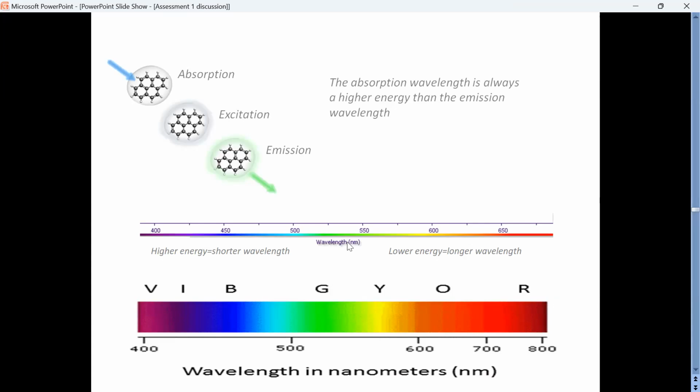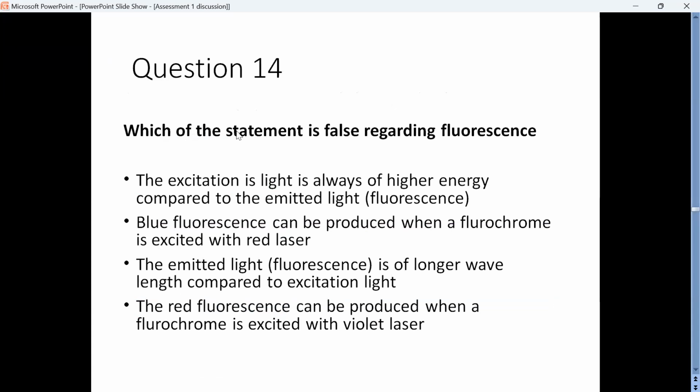Okay, so now coming back to this question, which of the statements is false? I'm asking you for a false statement regarding fluorescence. The excitation light is always of higher energy compared to emitted light. Correct? Which we saw. Excitation light should always be of higher energy. This is the right statement. Blue fluorescence, or blue fluorescent light or emitted light, can be produced when a fluorochrome is excited with a red laser. This is wrong. When you excite the fluorochrome with a red laser, the emitted light will definitely be beyond red, that is, infrared areas. It cannot be blue, violet, orange, green. It can't be. Okay, so this is a false statement.